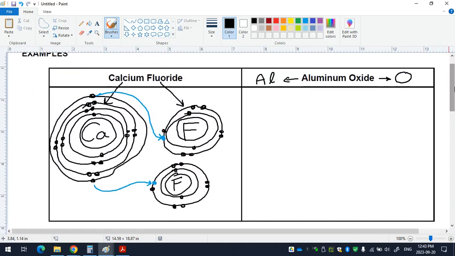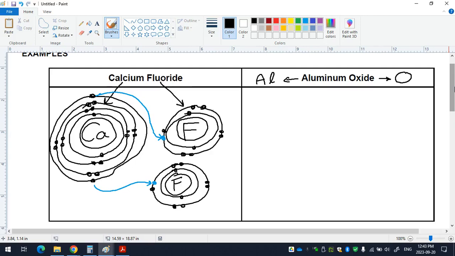Can someone read this for me? Just read it. Seriously. You need to know how to read chemical names of compounds. Come on. Calcium fluoride. What is this one? Is it said calcium fluoride or fluoride calcium? Which way is it written? Calcium fluoride. How about this one? Is it oxide aluminum or aluminum oxide?